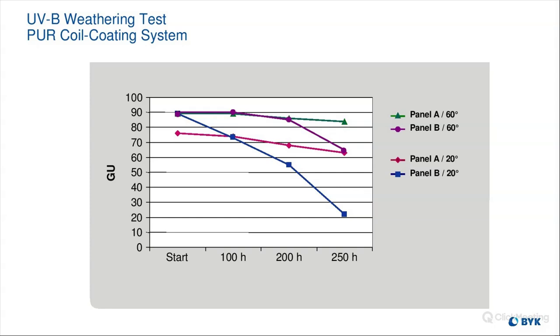So that 20-degree geometry, because we did start at a high gloss level, it's really giving us a true story of what's happening with that panel. So again, just another example of why it is important to use the correct geometry to get the full story.